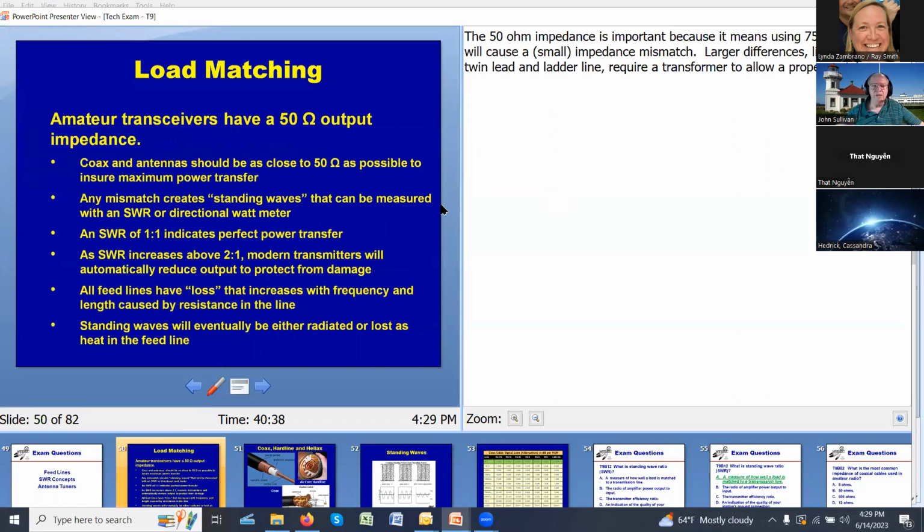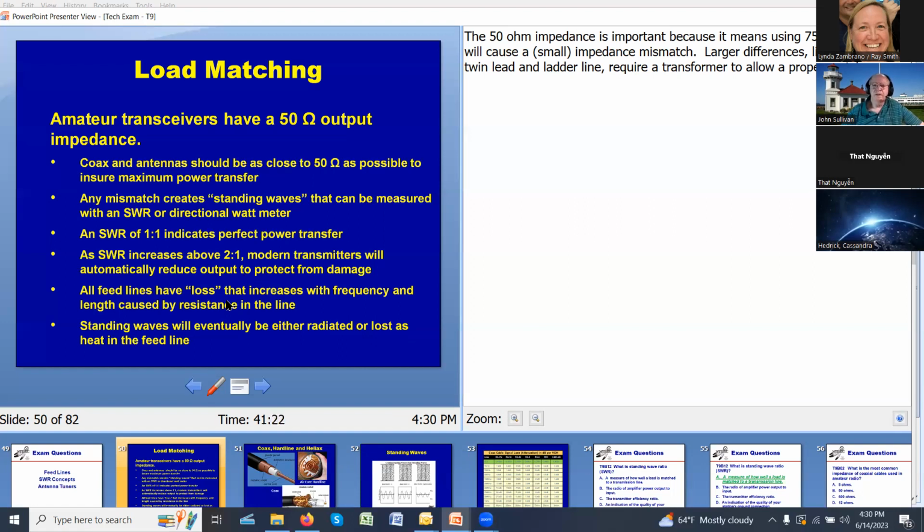If you get any kind of a mismatch in impedance, it creates what's called a standing wave, which is measured with a standing wave ratio. You can measure that with a standing wave ratio meter or a directional watt meter. An SWR of 1 to 1 indicates a perfect power transfer. As the first number increases above 2 to 1, modern transmitters typically have some automatic circuitry to reduce the output to protect it from damage, because that energy being reflected back from the mismatch can burn up your radio.